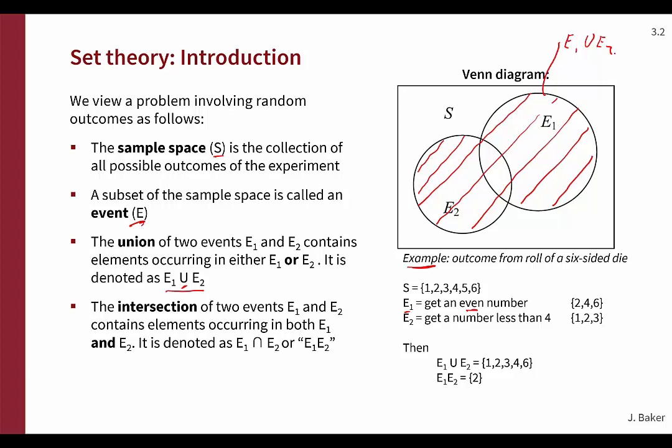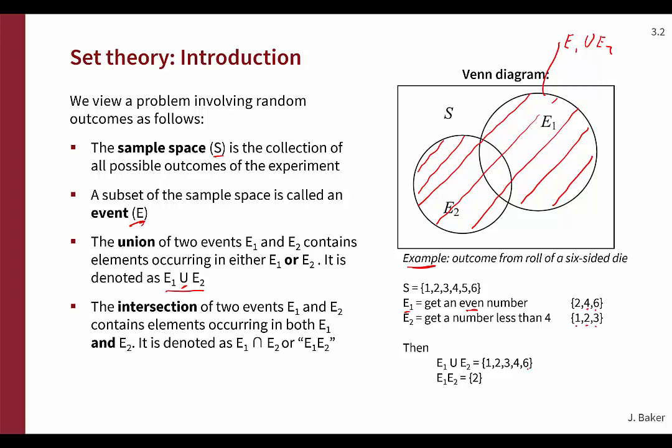So in our example of the roll of the six-sided die, if we think about the union of E1 and E2, we've got 1, 2, and 3 in event E2. And additionally, we have 4 and 6 as outcomes that are in E1. So the union would be 1, 2, 3, 4, and 6.